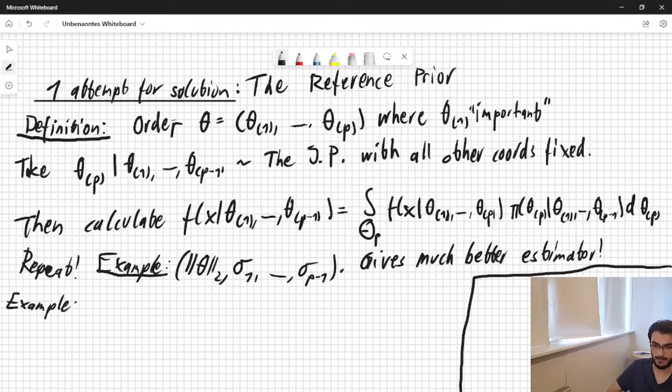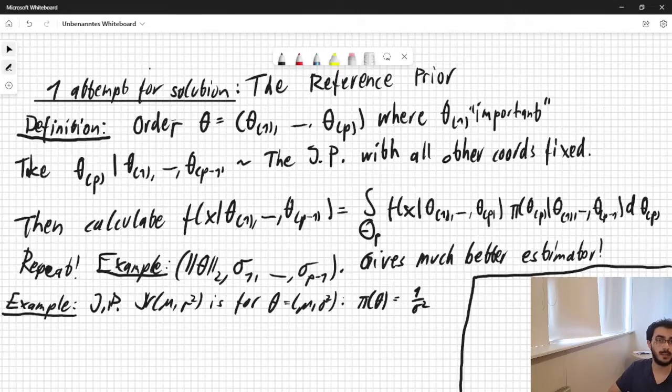Another example is for the normal distribution. I'm not going to calculate this out, but the Jeffrey prior, if we take normal distribution with mean mu and sigma squared, or if we take mu and theta as the parameters, mu and sigma, is 1 over sigma squared. It turns out that a much better prior is produced by the reference prior approach.